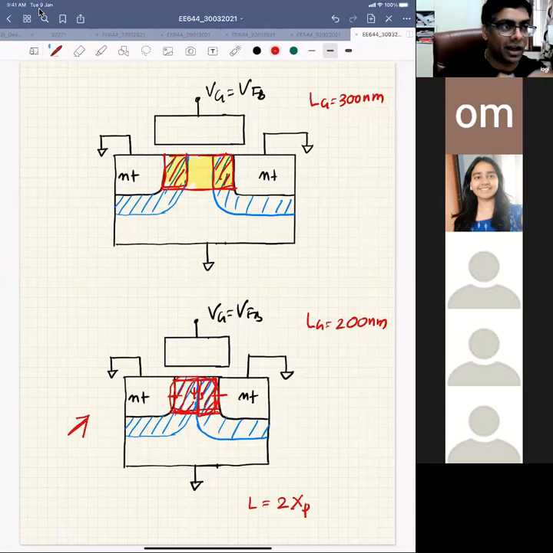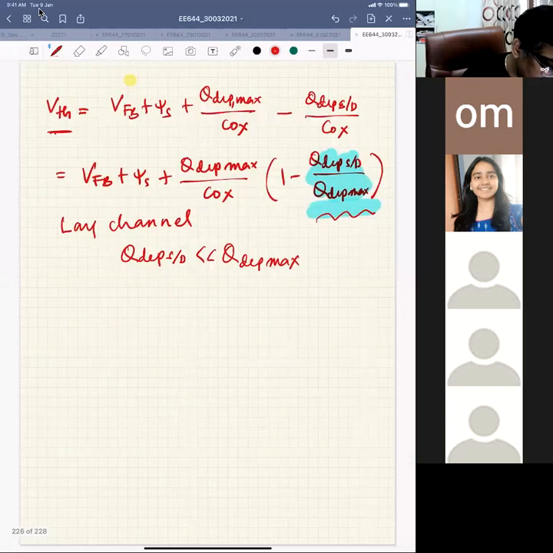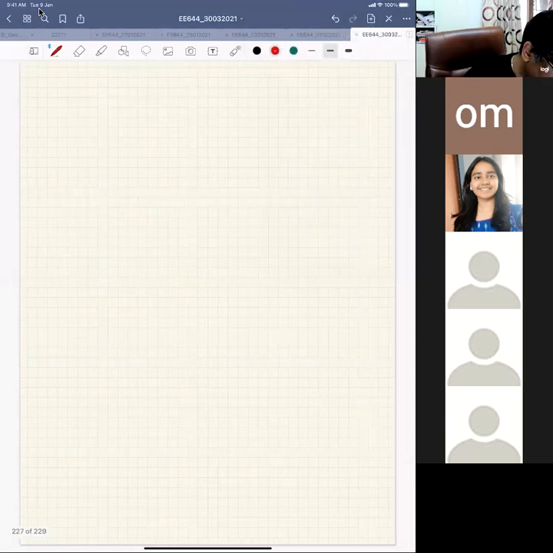It can be done by increasing the substrate doping. Your Na, if you increase the Na doping, your depletion width will reduce, the junction depletion width. I'm talking about this part.